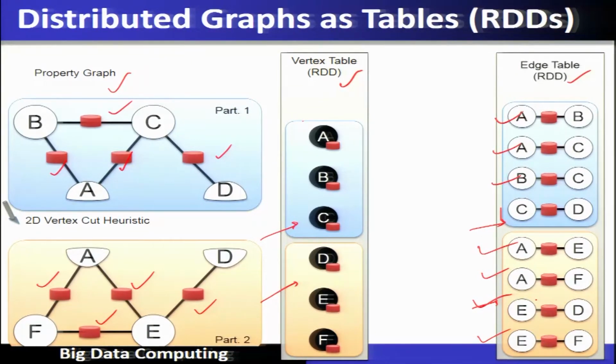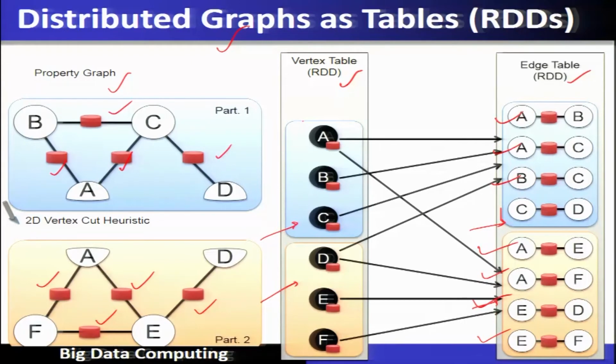So, this way the vertices are split and stored on different nodes, and edges are also stored on different nodes, and this is called a distributed graph. Now, whenever there is communication between AB or AC, or between AF, how is this all facilitated? That we are going to see, because all these vertices and edges are stored on different nodes in a distributed graph.